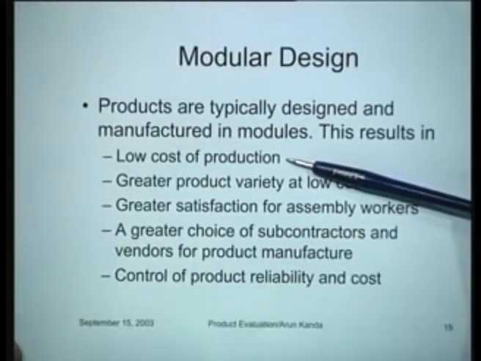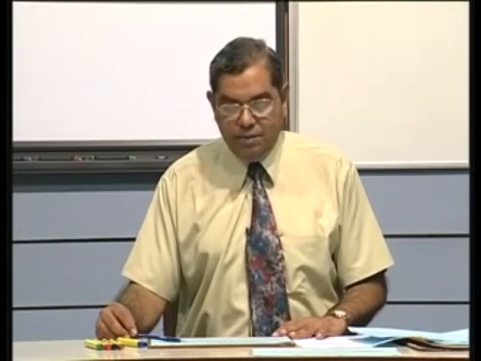Okay? The modules would be like, for a car, you have the engine, you have the carburetor, you have the brake assembly and so on. So these are actually individual modules and the whole production takes place module-wise. There could be greater product variety at low cost. This is one of the major advantages of modular design.